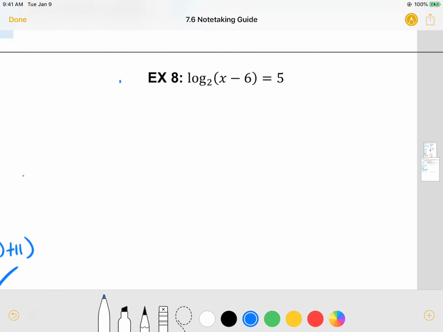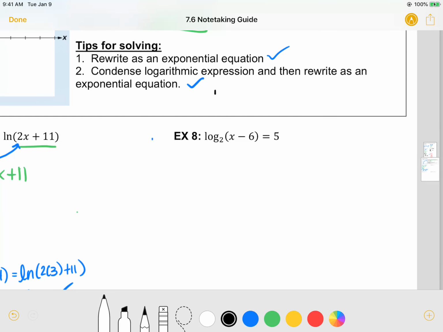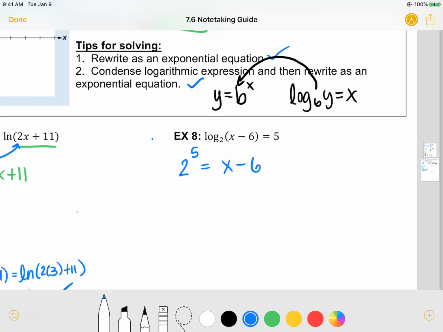Let's look at example 8 here. This is one where we want to rewrite it as an exponent in order to solve it, okay? So remember, if y equals b to the x power, then log base b of y equals x. So we're going to rewrite our log as an exponent, okay? So we're going to say 2 to the 5th power is equal to x minus 6. Okay? So then just evaluate 2 to the 5th power and then add 6 to both sides. So x equals 38. Okay?